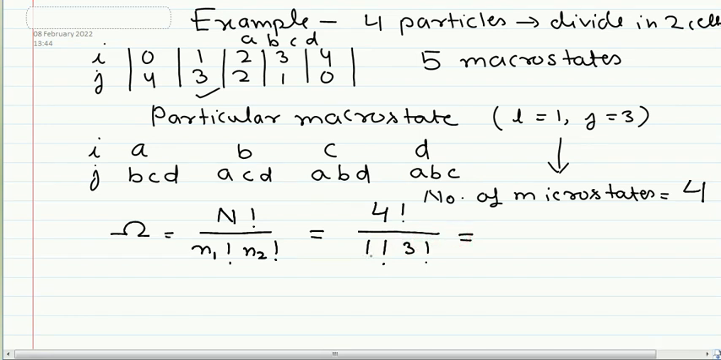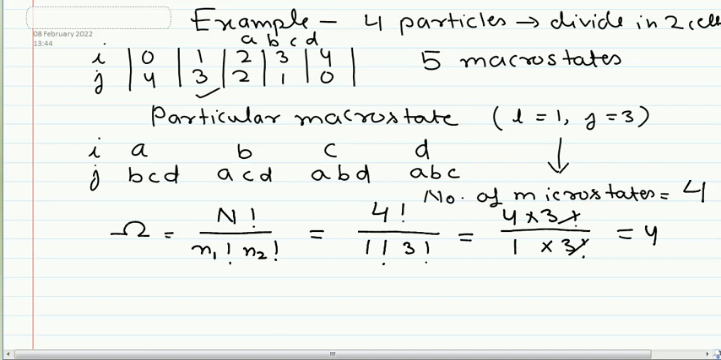क्योंकि जो हमारा डिस्ट्रीब्यूशन है that is 1 and 3 in the 2 cells. So 1 factorial and 3 factorial. So it is 4 into 3 factorial divided by 1 factorial into 3 factorial. So this gets cancelled and we have the 4. तो अगर हम इस तरह से कैलकुलेट करें नंबर ऑफ माइक्रोस्टेट्स निकाल के तो भी 4 ही आएगा, और अगर हम इस फॉर्मूले से कैलकुलेट करें तो भी 4 ही आएगा.